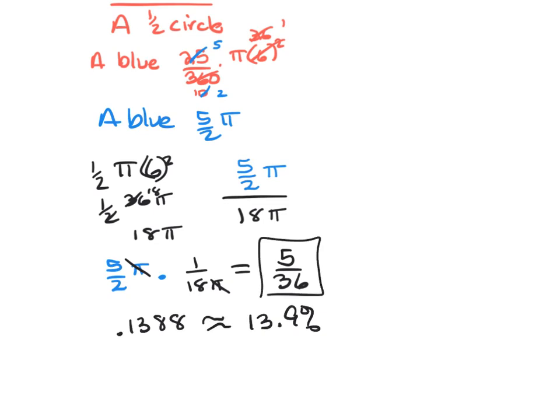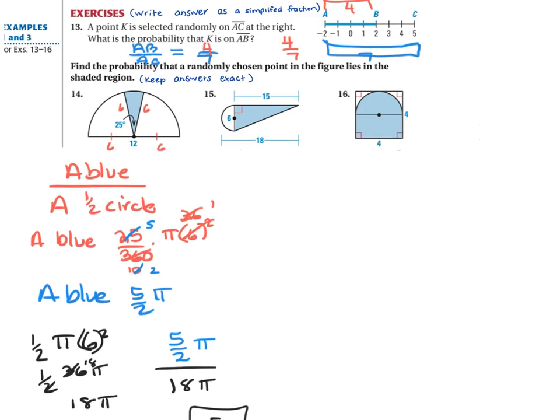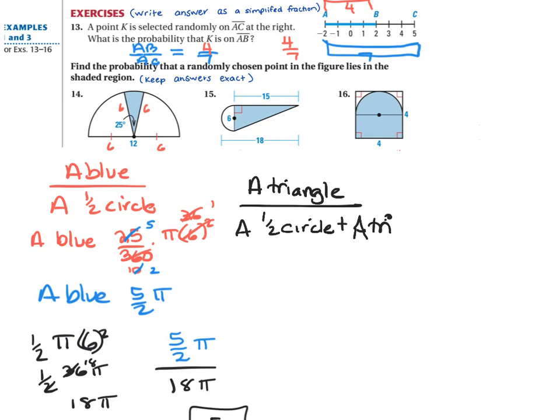Let's try number 15. So it's okay leaving it as a fraction. I would leave it as a fraction. So for number 15, we need to find the area of the triangle. And then here, it's going to be area of half of the circle plus area of the triangle, because it's the whole thing. So for area of the triangle, it's going to be base times height divided by 2. So the triangle is 1/2 base times height.